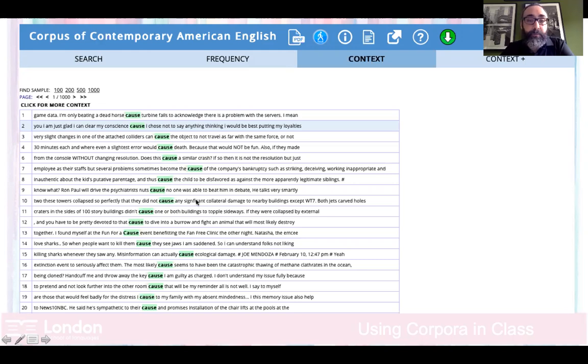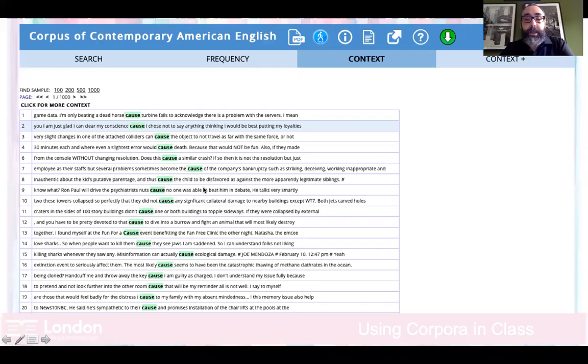These have been taken from magazines, from TV, from academic texts, etc. Okay, and you can see which words it usually goes with. So this is the basic thing. Let's say you can see in the corpus. Now, what else can I see?